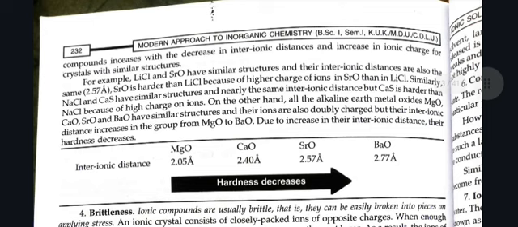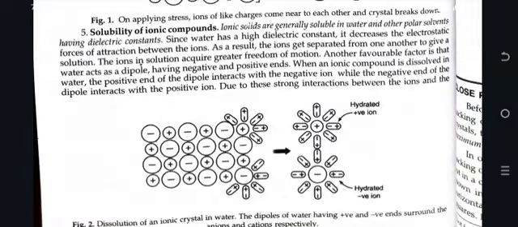Similarly, NaCl and CaS have similar structures and nearly the same interionic distances, but CaS is harder than NaCl because of high charge on ions. The ions in solution acquire greater freedom of motion. Another favorable factor is that water acts as a dipole having negative and positive ends. When an ionic compound is dissolved in water, the positive end of a dipole interacts with the negative ion, while the negative end of the dipole interacts with the positive ion.